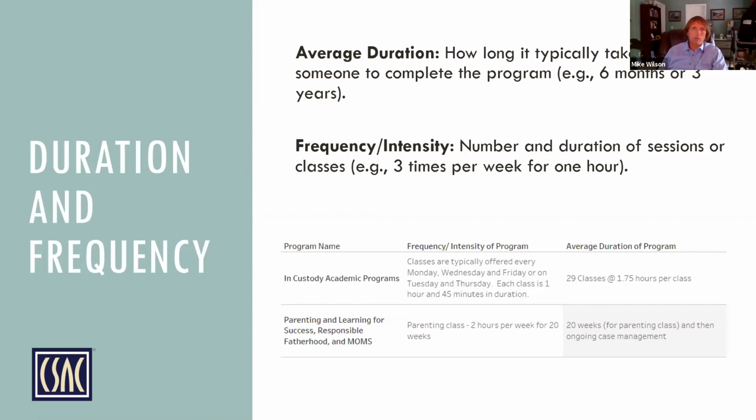But it's also important to know the frequency or the intensity of that program. So are they getting 1 hour per week? Are they getting multiple hours per week? And what are the details around both the duration and frequency, so you get an idea of the overall dosage that's involved in that program. And so this is important, and I'll give you an example.